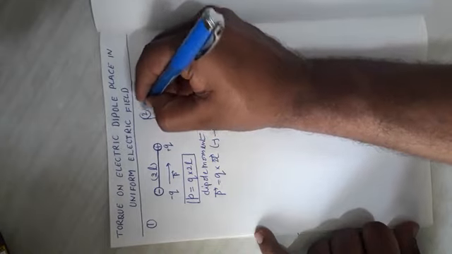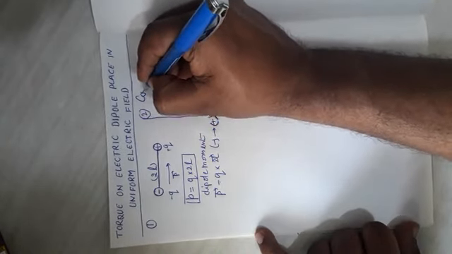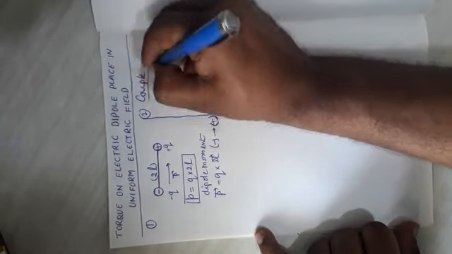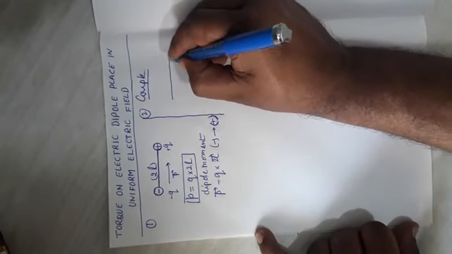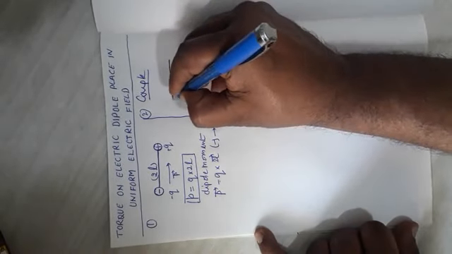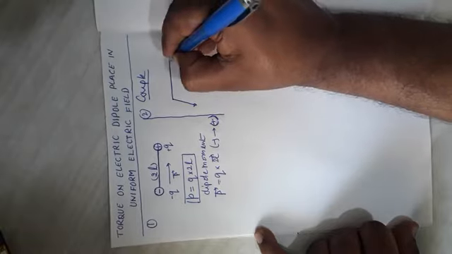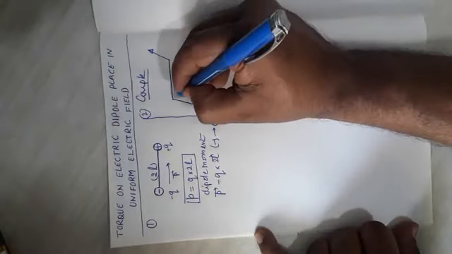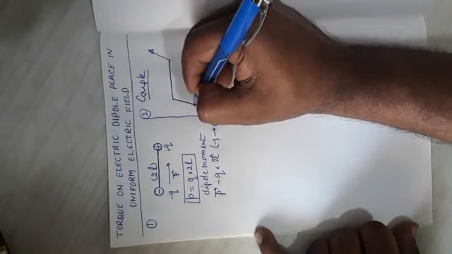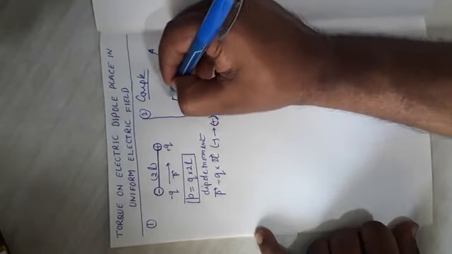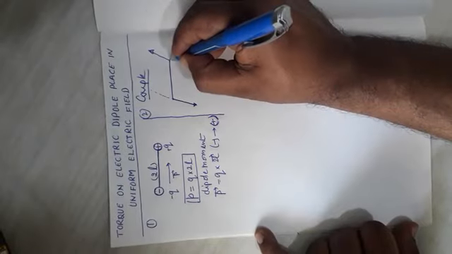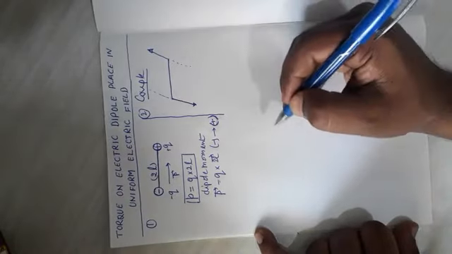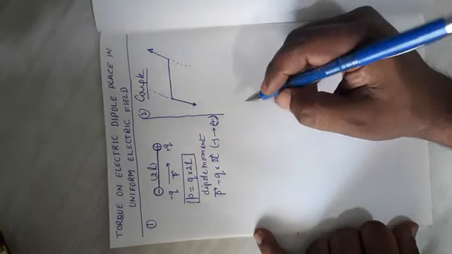Second is couple. Couple is a system of two forces which are acting on a body in such a way that they are equal in magnitude but their directions are opposite, and also their line of action is not the same. Such a system of force is called a couple.